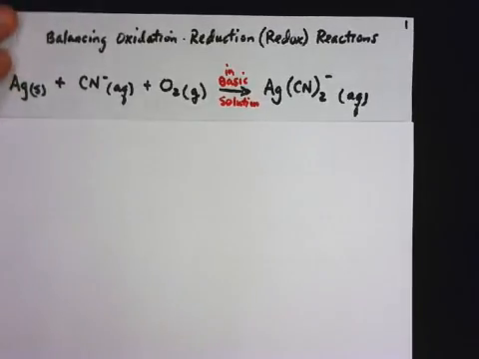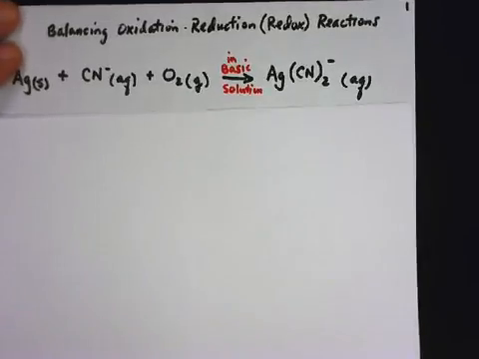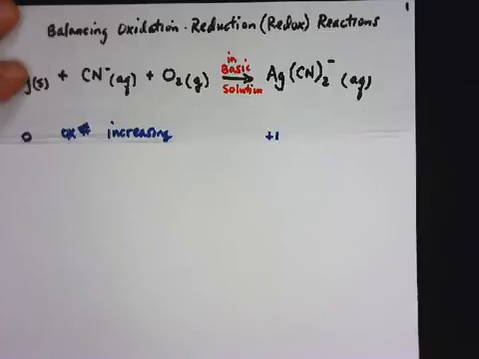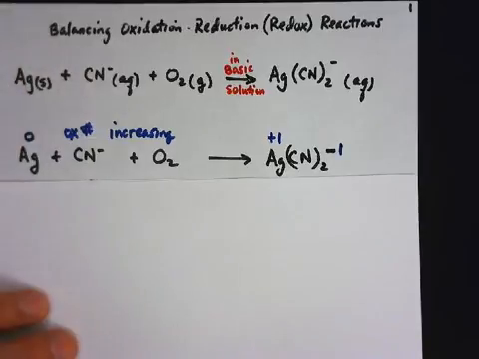Well, when we're using the half reaction method, we need to break up this reaction into two half reactions, an oxidation half and a reduction half. So in order to do that, we first have to identify what chemical species is being oxidized and what is being reduced. So below I've looked at silver and checked out silver on both sides to see if its oxidation number increases. And sure enough, it does.